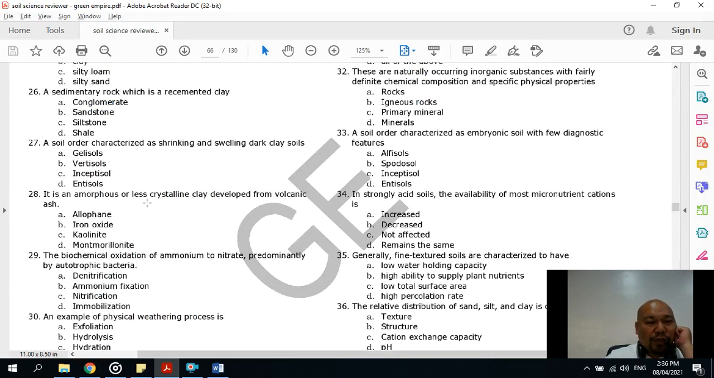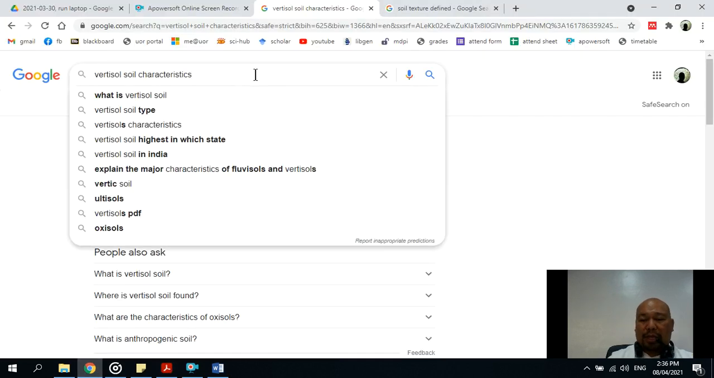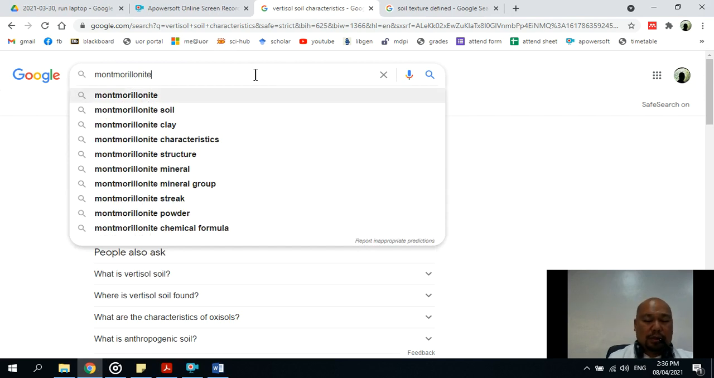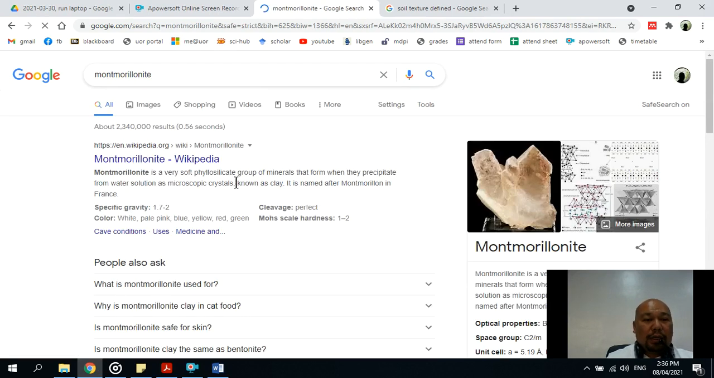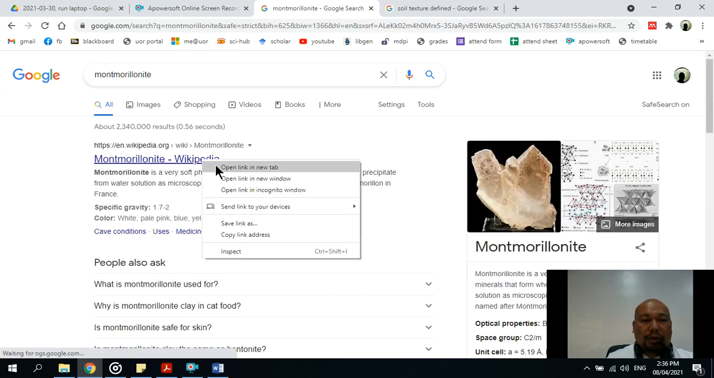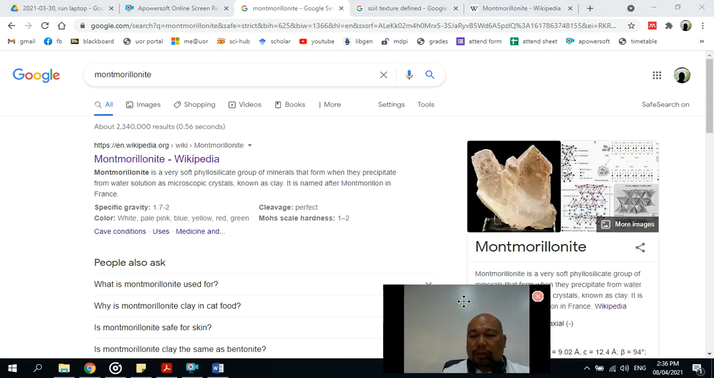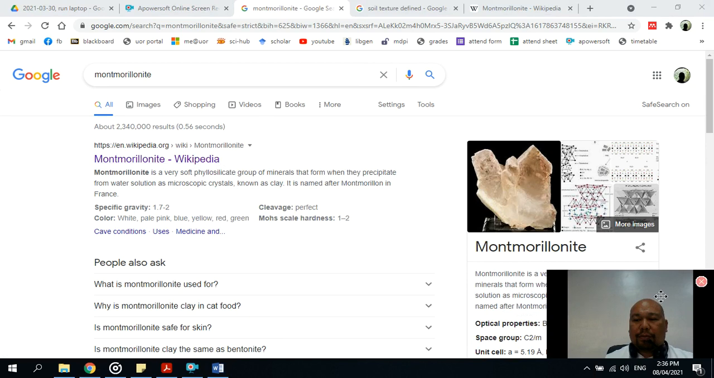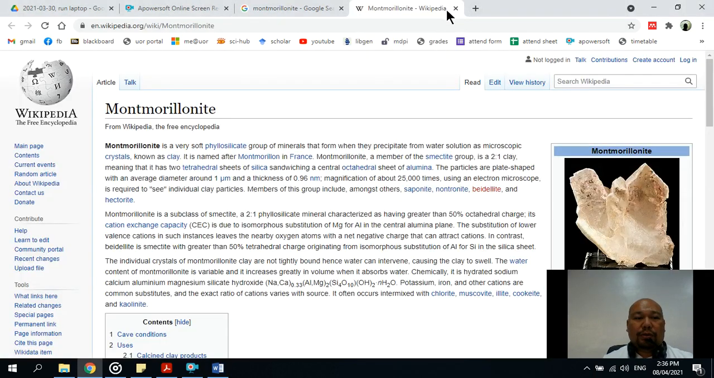It is an amorphous or less crystalline clay developed from volcanic ash. I'm not sure about this, but I think it's Montmorillonite. Let's try to look that up. Montmorillonite. Okay, Montmorillonite. Wait. Okay? Soil texture.